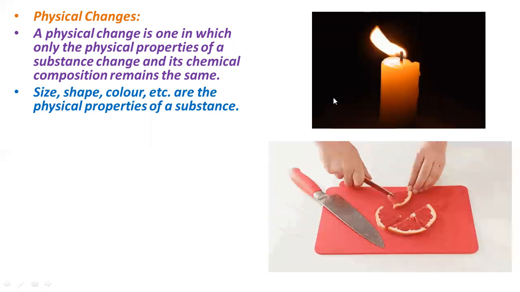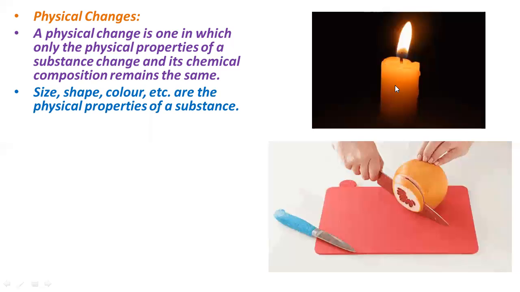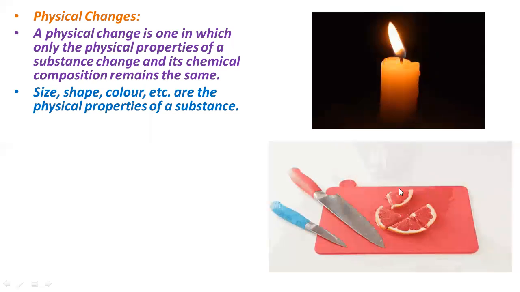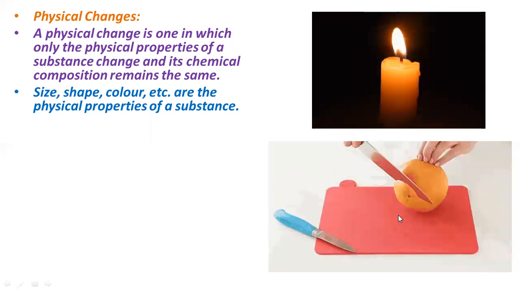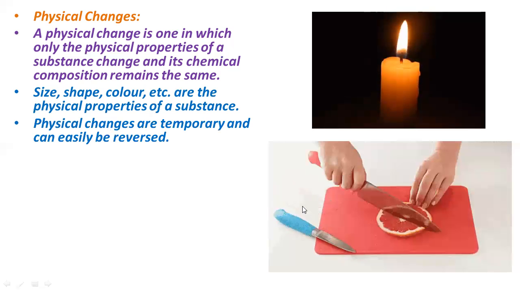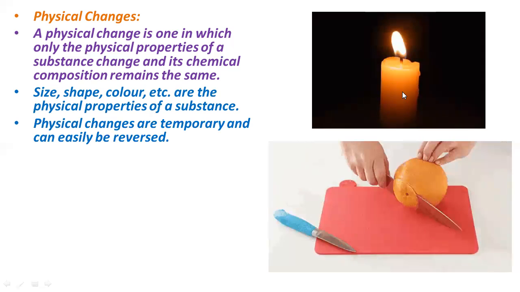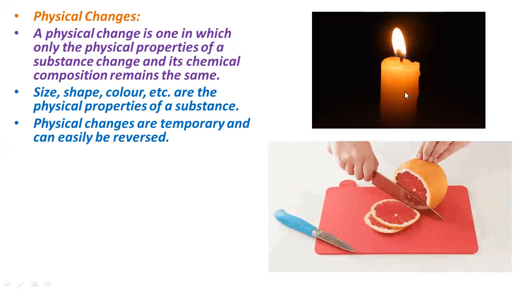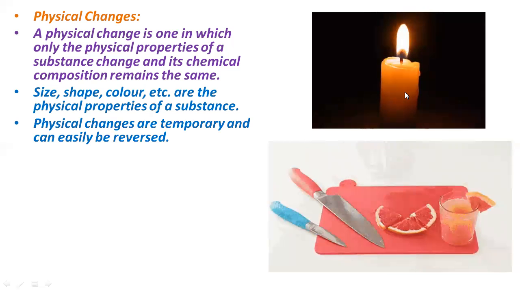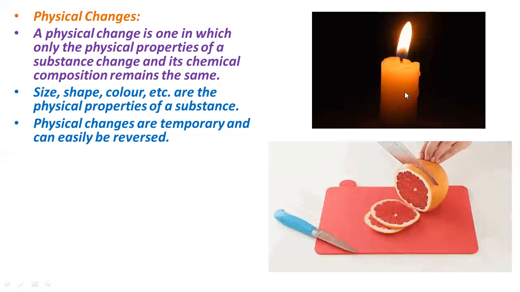So burning of a candle, you can see, is a physical change in which only the wax changes from solid state into liquid state after melting. And cutting of a fruit into slices is another example of physical change. Physical changes are temporary and can easily be reversed, like when a candle melts into liquid state. After blowing the candle, you will see that the liquid will turn back into the solid candle wax.